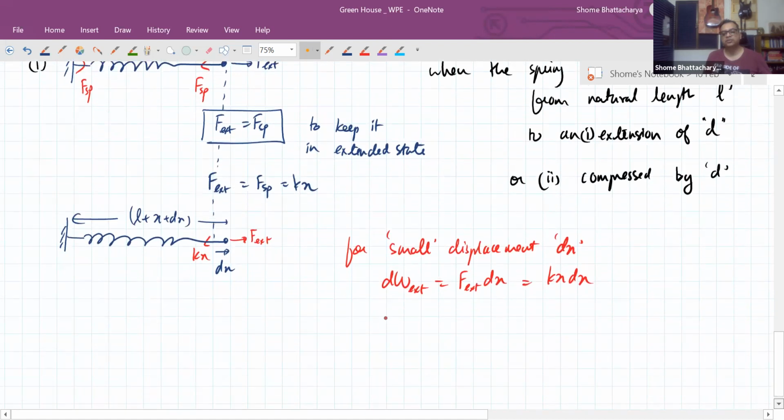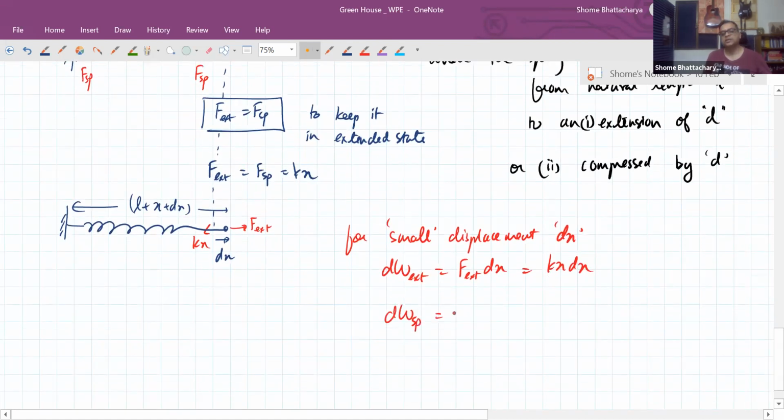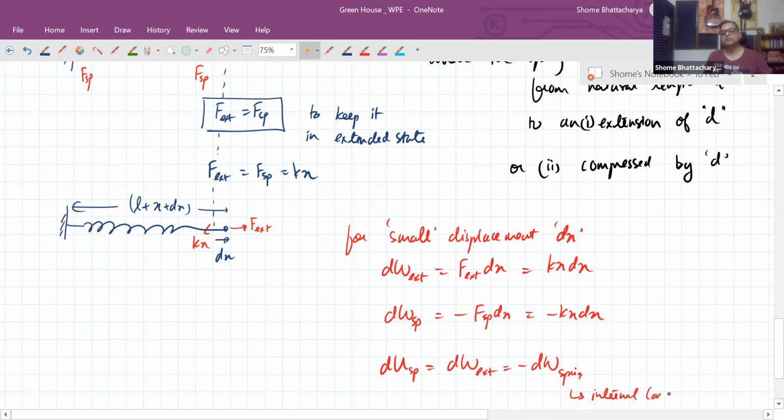Whereas the work done by the spring force will be negative of the spring force into dx, because it's acting opposite to the displacement. So it is minus kx dx. And what will be the change in potential energy of the spring? It will be the work done by the external agent, which is equal to negative of the work done by the spring force, because this is the internal conservative force. Okay, so here you can understand, to extend the spring, the external agent is having to do positive work, which is opposite to the negative work that the spring force is doing.